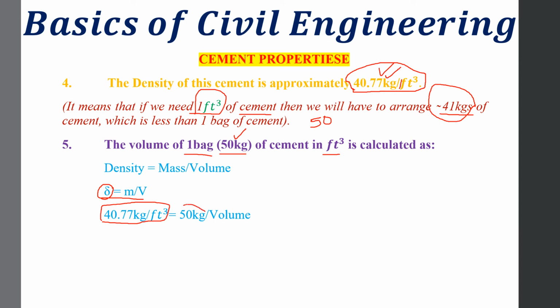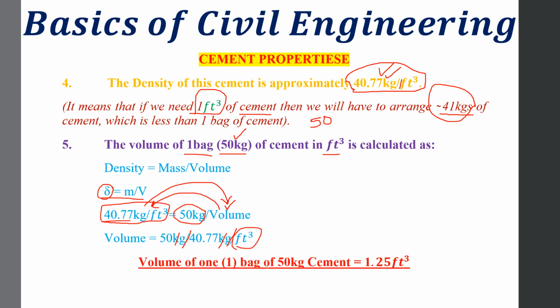Mass of the bag is 50 kgs, and we need to find the volume, so we will transpose by the same procedure as in the previous step. We will shift volume to this place and 40.77 to the volume place. So volume will be equal to 50 kg divided by 40.77 kg per foot cube. The kg will cancel, and the foot cube is in the denominator of the denominator, because this is a 1 slash division, so the cube will appear in the numerator. So the volume of one bag of 50 kg cement is 1.25 feet cube.